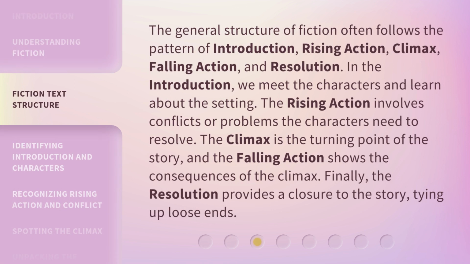The general structure of fiction often follows the pattern of introduction, rising action, climax, falling action, and resolution. In the introduction, we meet the characters and learn about the setting. The rising action involves conflicts or problems the characters need to resolve. The climax is the turning point of the story, and the falling action shows the consequences of the climax. Finally, the resolution provides a closure to the story, tying up loose ends.